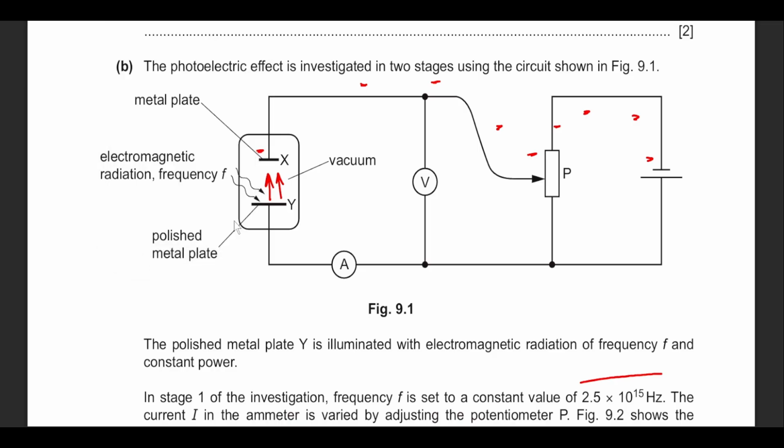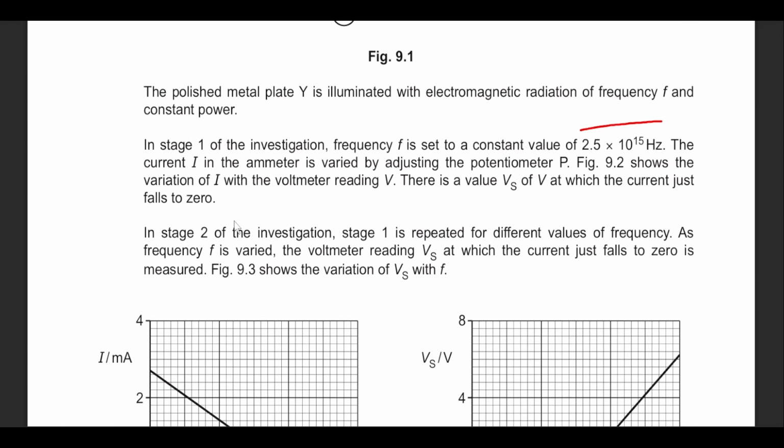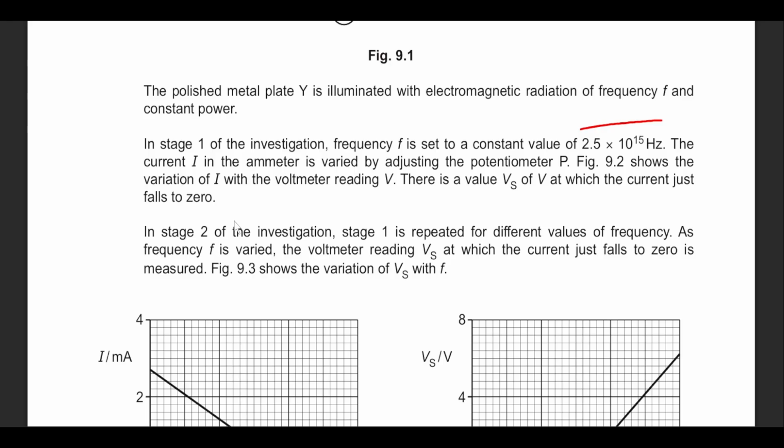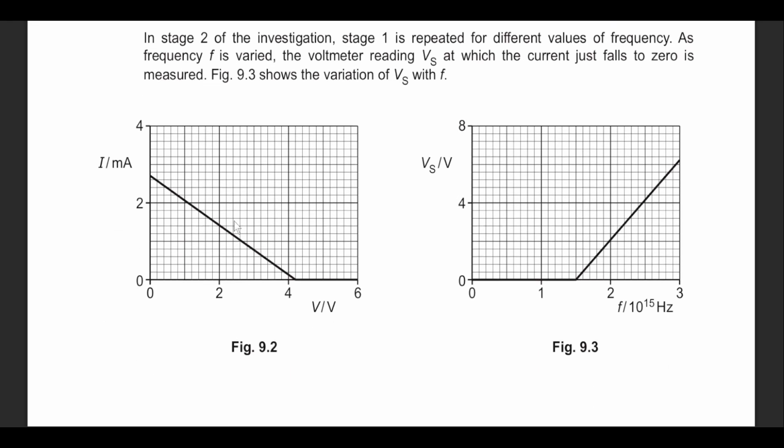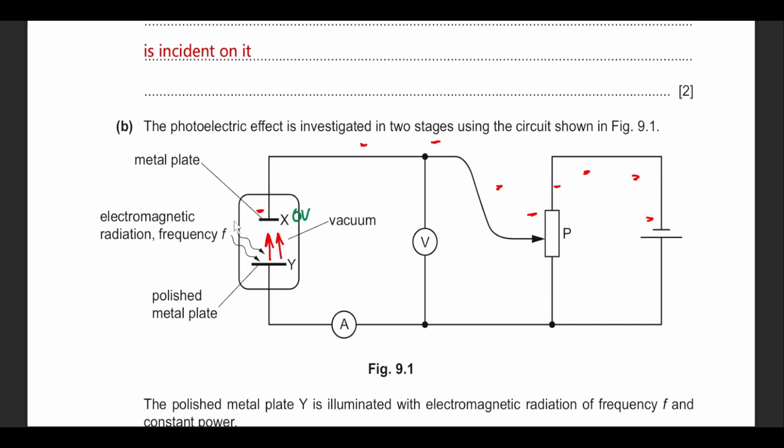That means that electrons would not want to come to the X. Unless X is at 0 volts, there will always be a few electrons that will never make it because plate X will be repelling them. So that's one thing to keep in mind. In the first stage, what he does is he keeps on increasing the voltage until no current is observed. And then you realize that he has completely stopped the electrons from coming in, which they were coming in earlier.